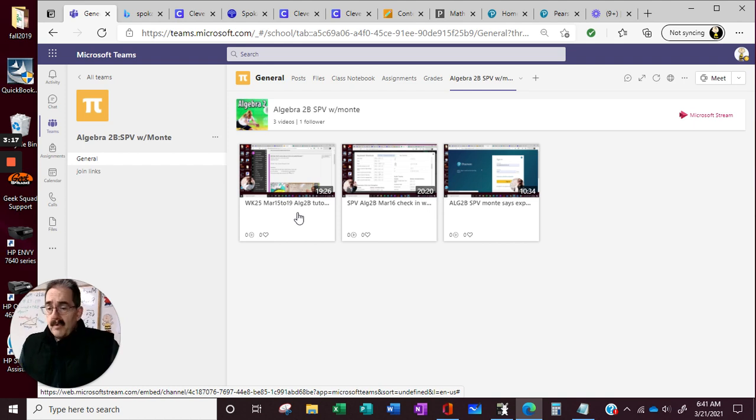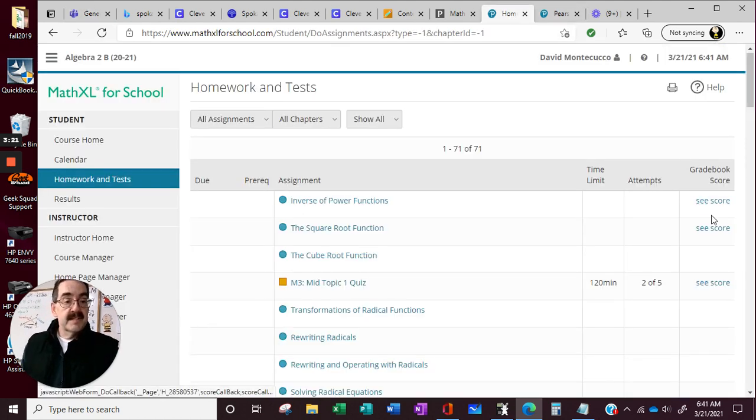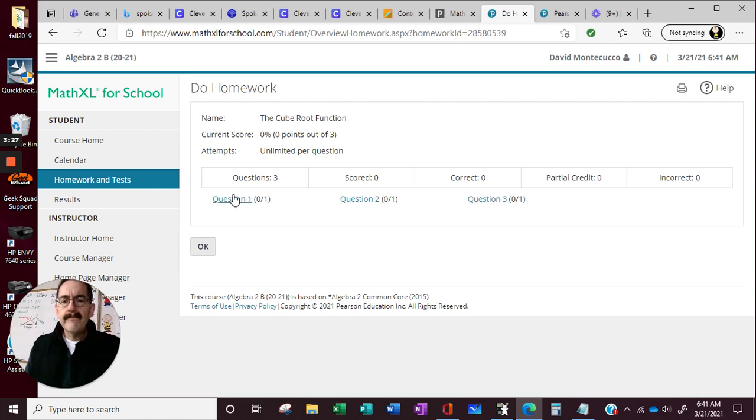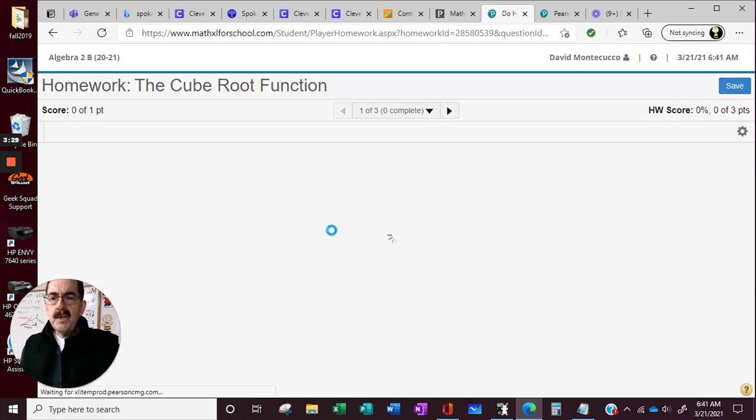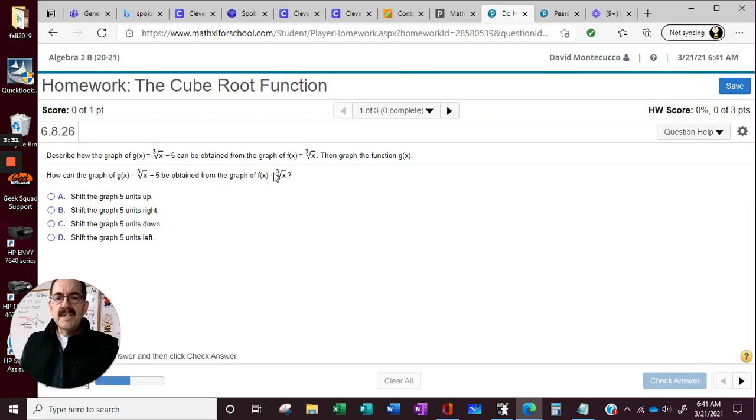Here was last week where I did some of those problems from this assignment and this assignment. Let's look at this cube root function here. When we see the cube root function, we see the parent function, and then we want to shift it down 5. So the answer is down 5.